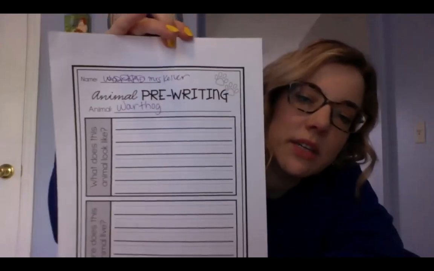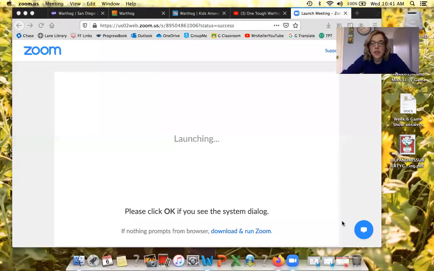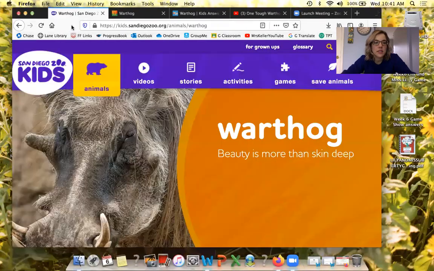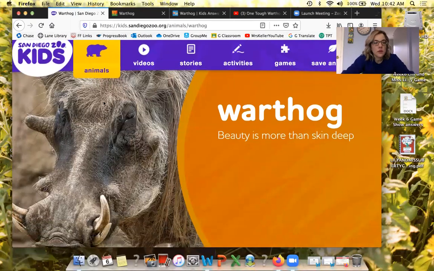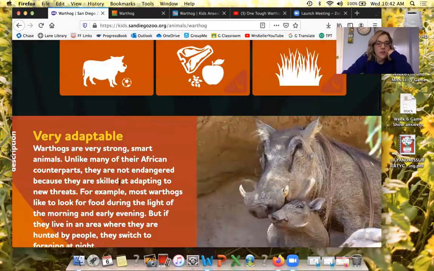Okay. Now, should I just make up information about what the animal looks like? No. I should use the resources that Mrs. Keller gave me to help me with my research. Wow, this is the same website that we used for our field trip last week. So warthog is actually on here, and a lot of your animals are on here. So this is what a warthog looks like. That's its face. Let's see if we can get another picture.